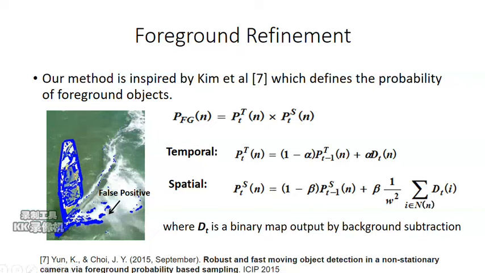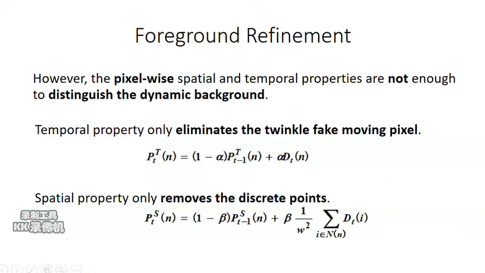Spatial property PS measures the coherency of nearby pixels of foreground. NN denotes a spatial neighborhood around the pixel n, and W square is the area of the neighborhood. Beta is the spatial learning rate. However, the pixel-wise spatial and temporal properties are not enough to distinguish the dynamic background. Temporal properties only eliminate the twinkling fake moving pixels. Spatial property only removes the discrete points.